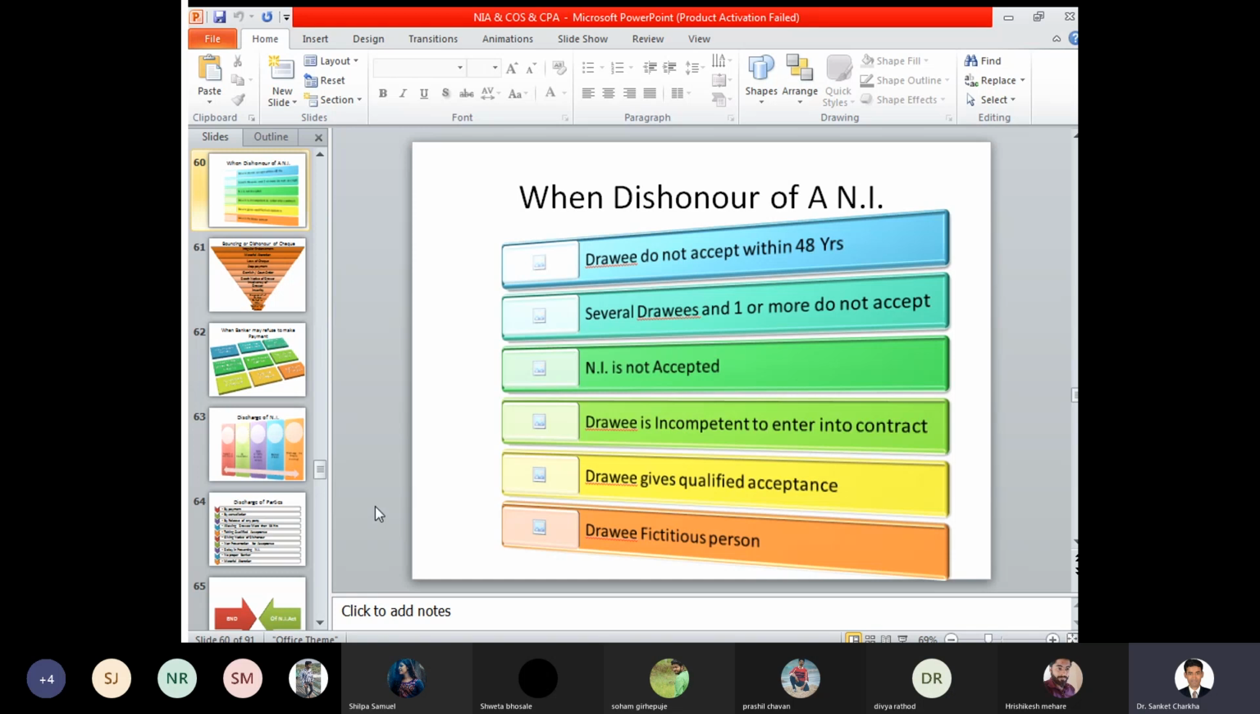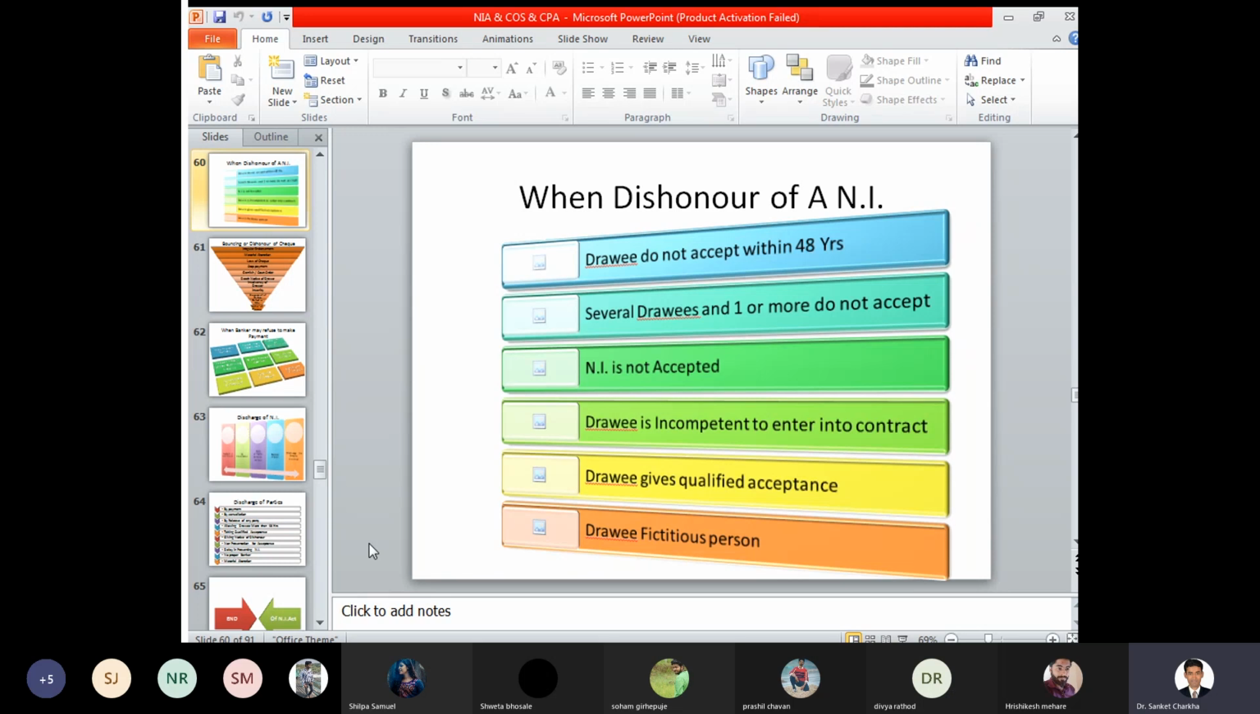A fictitious person is a person who cannot be identified at every stage or every point of time. So at any stage, if you feel that you cannot identify who is the drawee, who is the payee, and how the negotiable instrument contract has come into existence. For example, you have prepared the negotiable instrument and there is no existence of the drawee, he is neither accepting nor giving you any communication of your acceptance. So in this case, the drawee becomes a fictitious person.